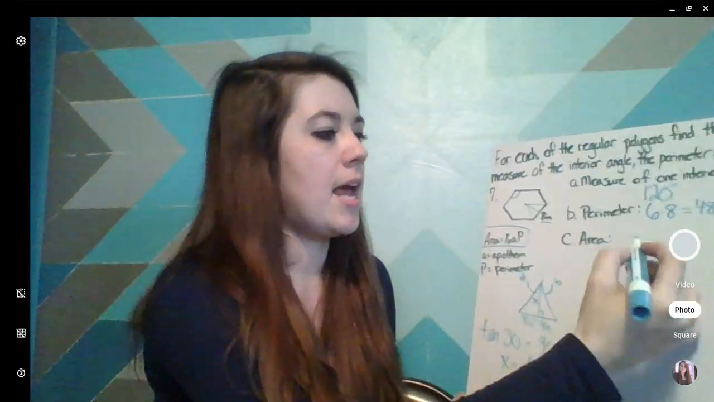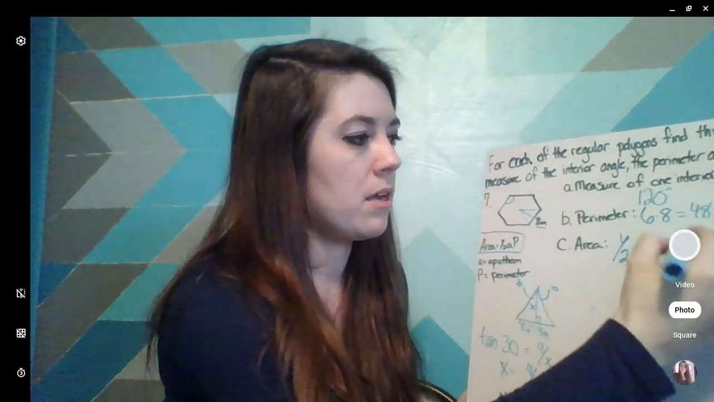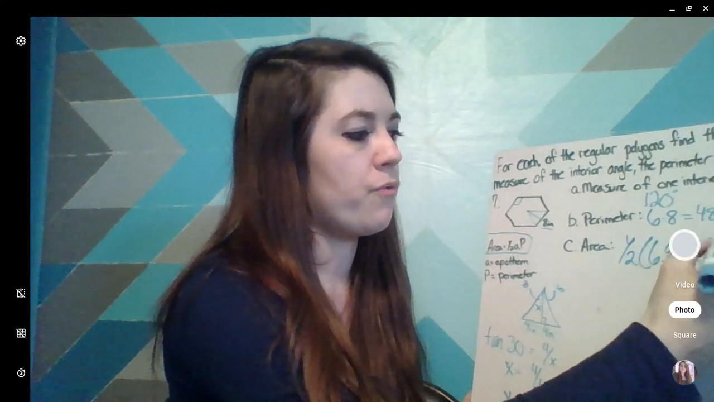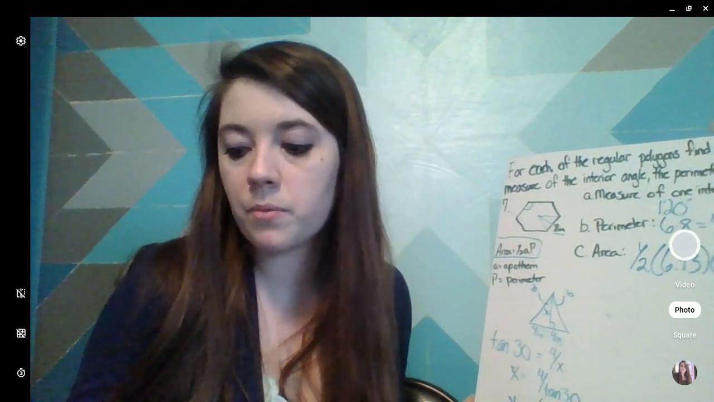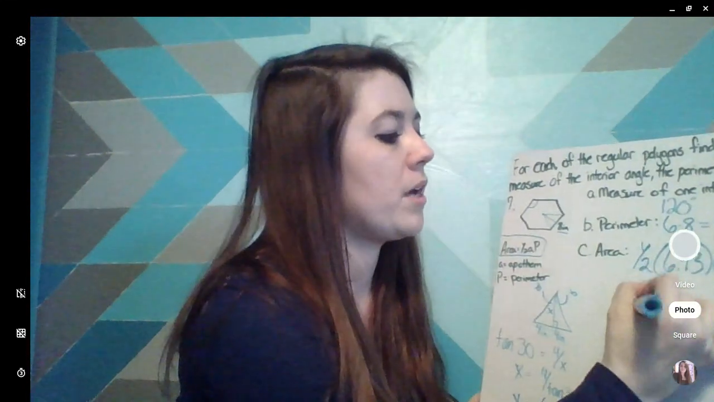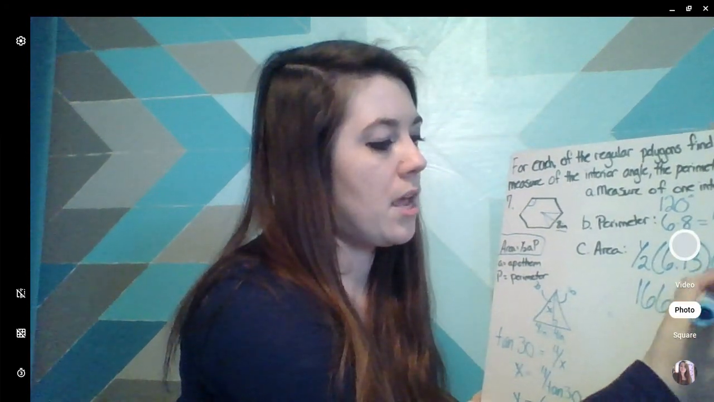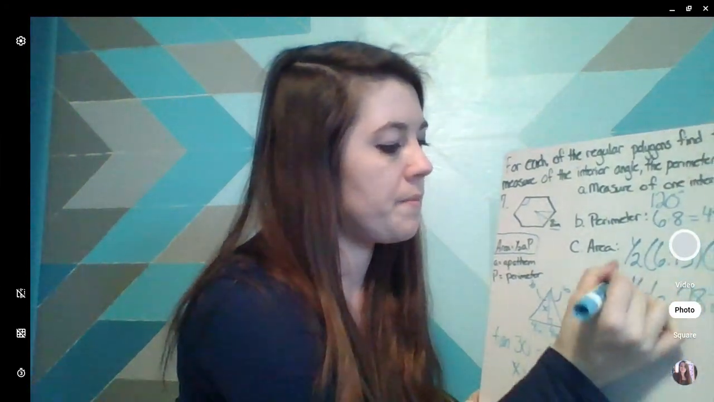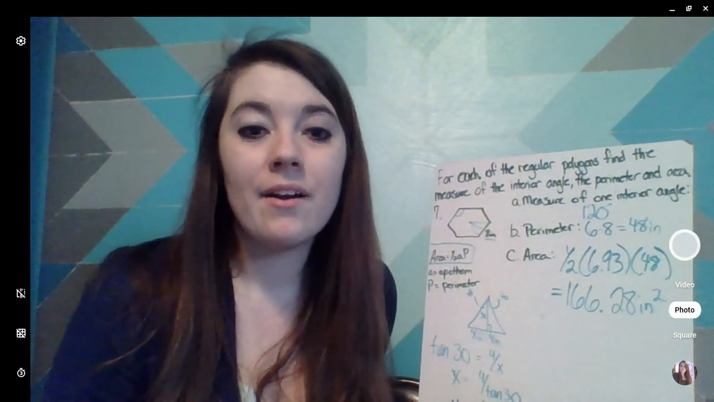Now we're going to take 1/2 times 6.93 times 48. We multiply all those things together. So we take 1/2 times 6.93 times 48, and we end up with 166.28 inches squared. So there is our area.